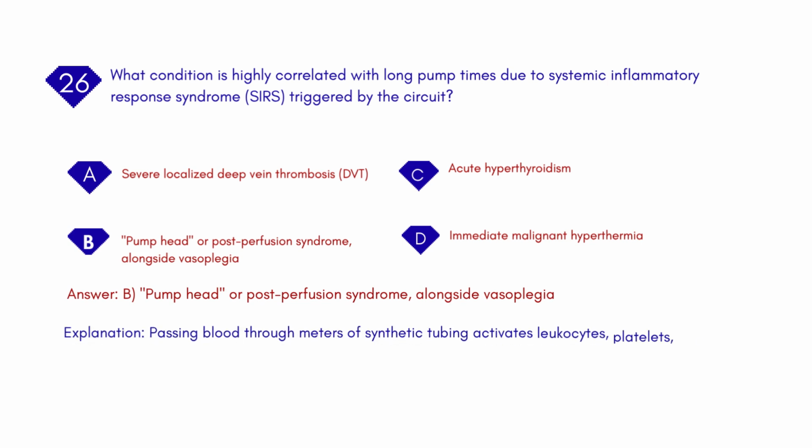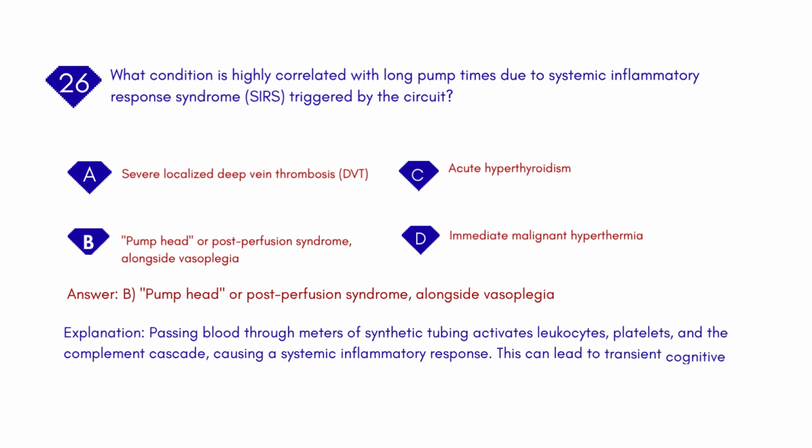Explanation: passing blood through meters of synthetic tubing activates leukocytes, platelets, and the complement cascade, causing a systemic inflammatory response. This can lead to transient cognitive dysfunction, pump head, and vasoplegic shock.